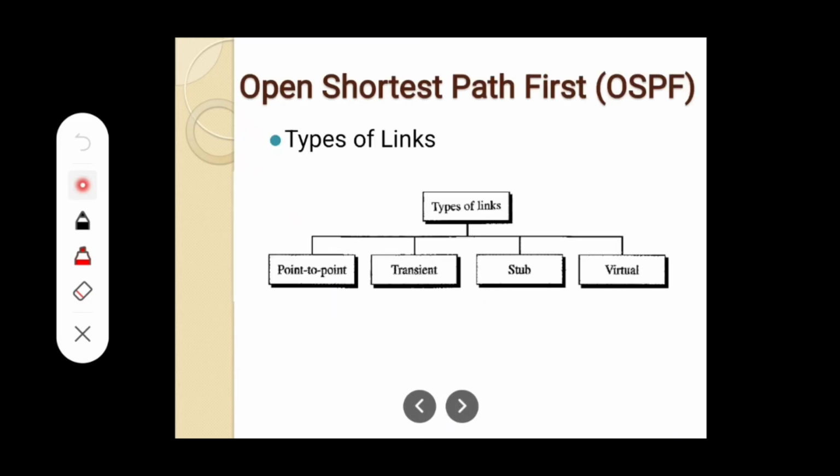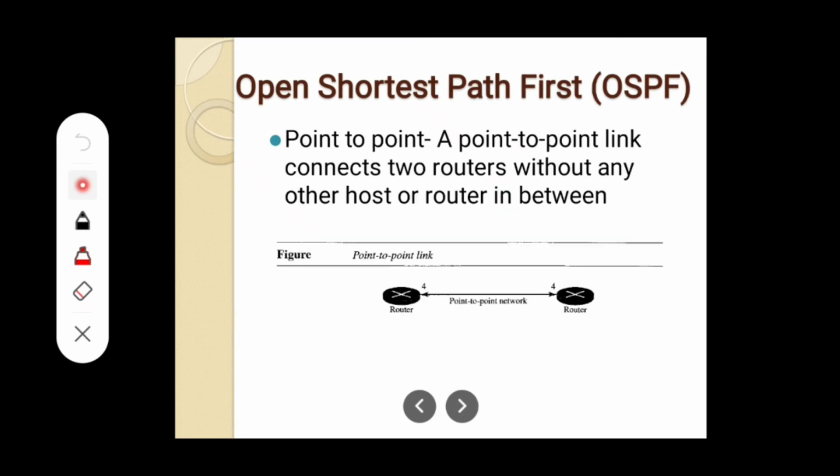Next, the types of links that are available in OSPF. In an autonomous system there can be different types of connections or different types of links. The different types of links are point to point, transient, stub, and virtual. So what is point to point? This is point to point. A point to point link means it connects two routers without any host or any other devices in between them. This point to point is just for connecting two routers.